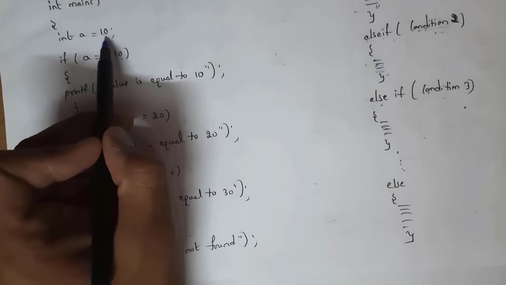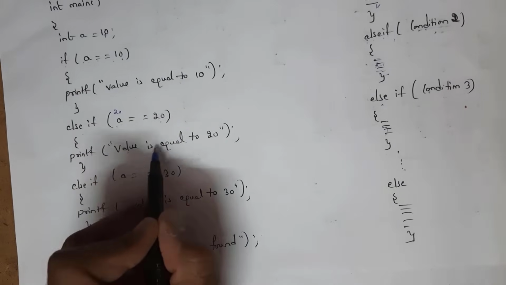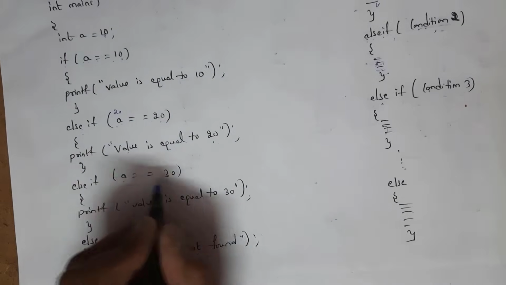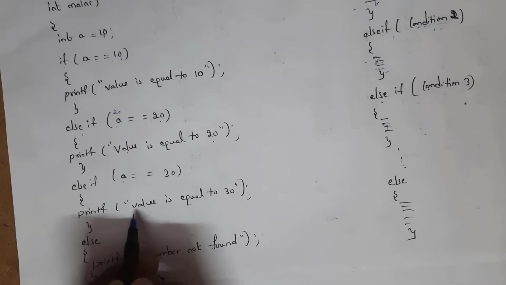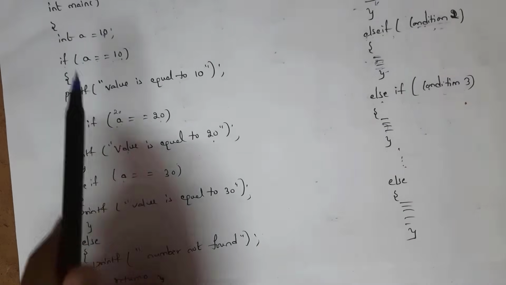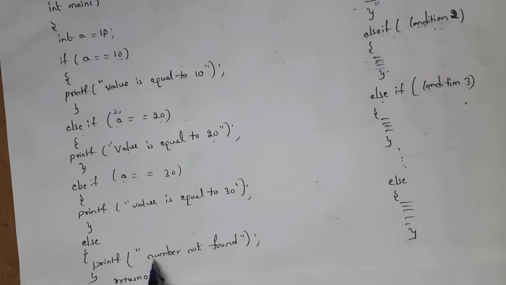So I will get output as value is equal to 10. Here in place of 10, if I give 20, 20 is equal to 20, so I will get output as value is equal to 20. For example, if I give 30, then 30 is equal to 30, so I will get output as value is equal to 30. For example, if I give 100, 100 is not equal to 10, 100 is not equal to 20, and 100 is not equal to 30. So I will get output as number not found.